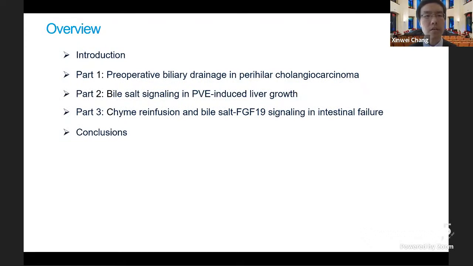The presentation is organized as follows. First, I will introduce the background. Then I will discuss three parts of my thesis. Finally, I will give the conclusions.